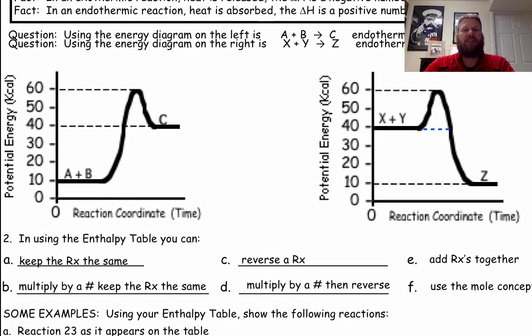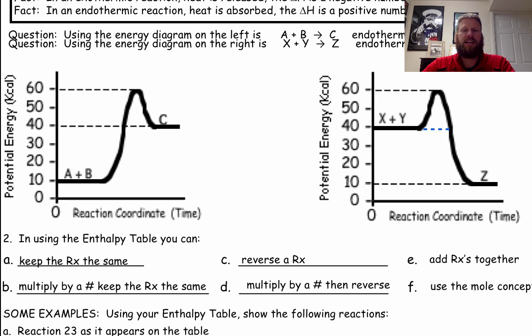Let's take a look at these two potential energy diagrams. Each diagram represents a different chemical reaction. One reaction is exothermic, the other is endothermic. To identify which is which by using the diagrams, you simply have to compare the energy of the reactants to the energy of the products.